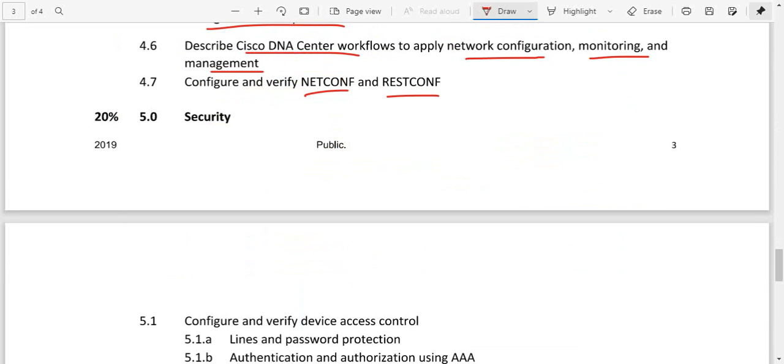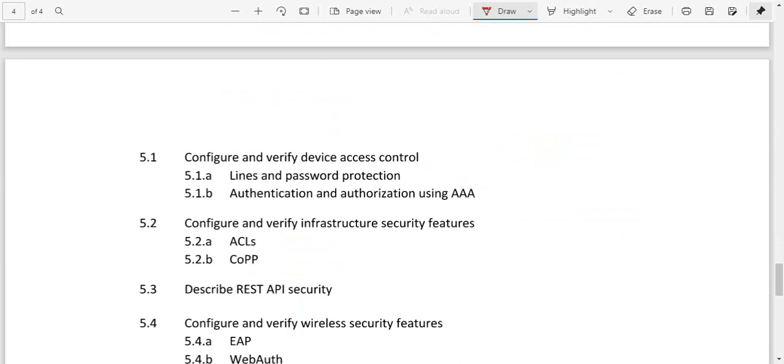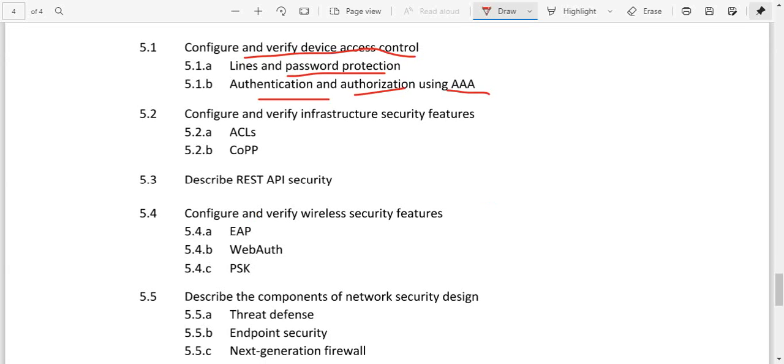The next 20% of questions is on security. In security, how do you verify device access control, lines and password protection? How do you create password protection? How is authentication done? What is authorization? How do you use AAA protocols? How do you verify infrastructure security features? For infrastructure, they use ACLs and CoPP, and REST API security.